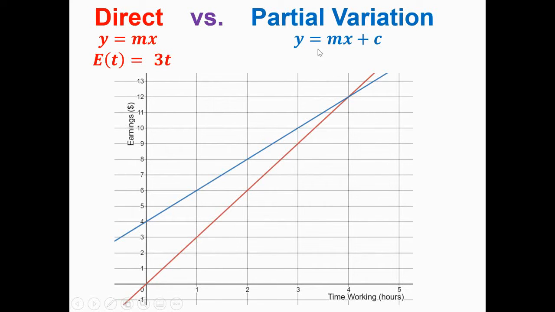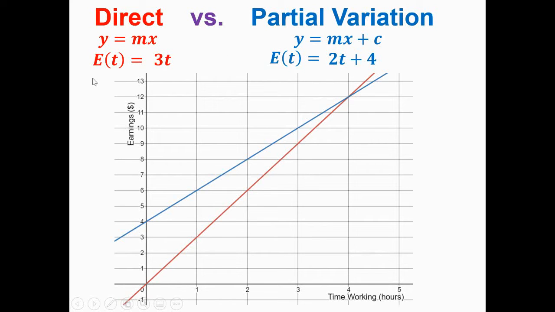Now make an equation for the partial variation situation. So look at the slope, but also look at the y-intercept. In this case, our earnings based on time are 2t plus 4. The plus 4 is our y-intercept. The 2t is our slope, or our rate of earnings. $2 for 1 hour. Notice that person's making less per hour, but they come in even with 0 hours and make 4 just for arriving on the job. Okay, so that's a discussion of direct versus partial variation.